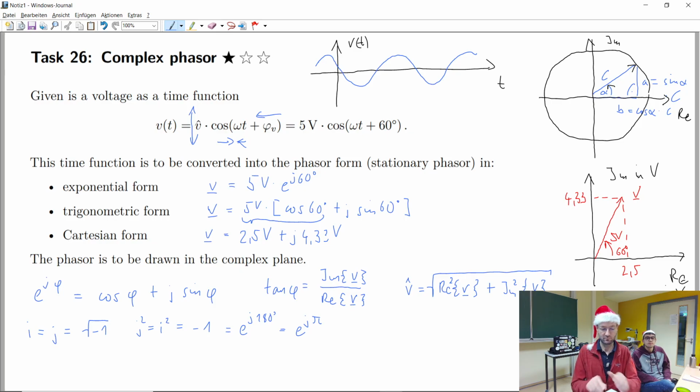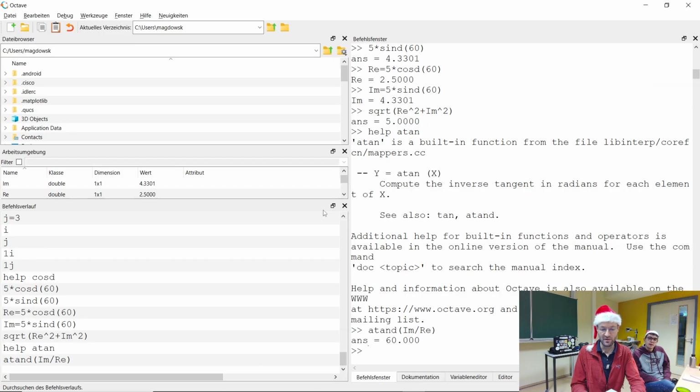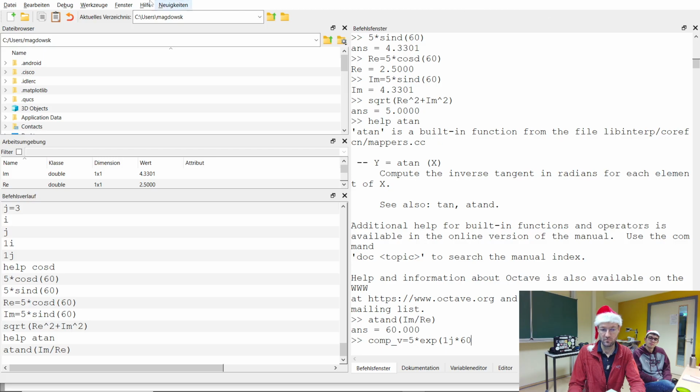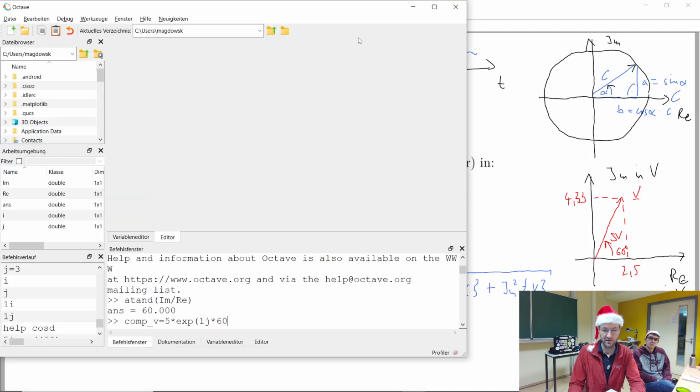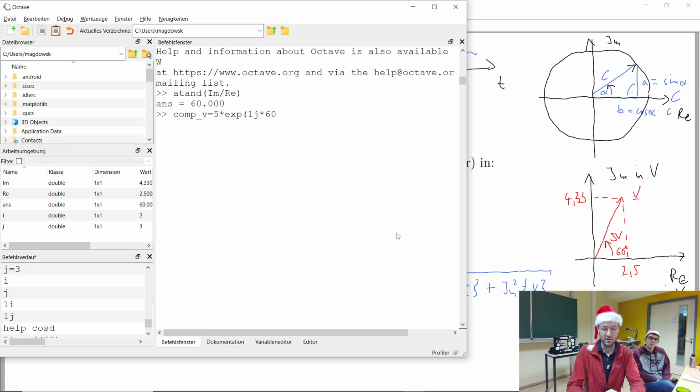Okay, so let me shortly go back to MATLAB. So we could also insert the complex number that I will now call complex V. As we discussed before, 5 volt times the exponential function of j, or maybe better 1j times 60 degree, and this exponential function wants to have the angle in radians. So maybe let me change the size of my Octave window here.